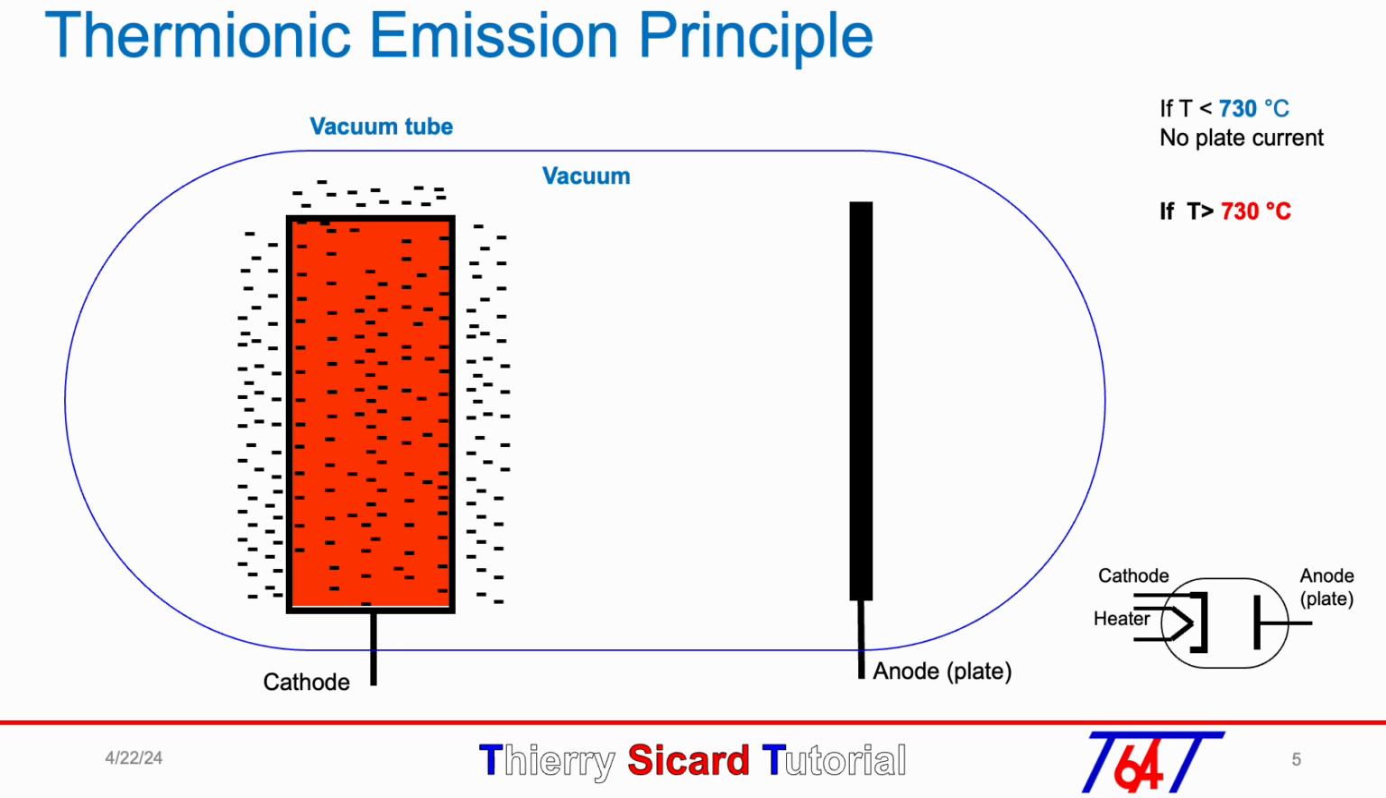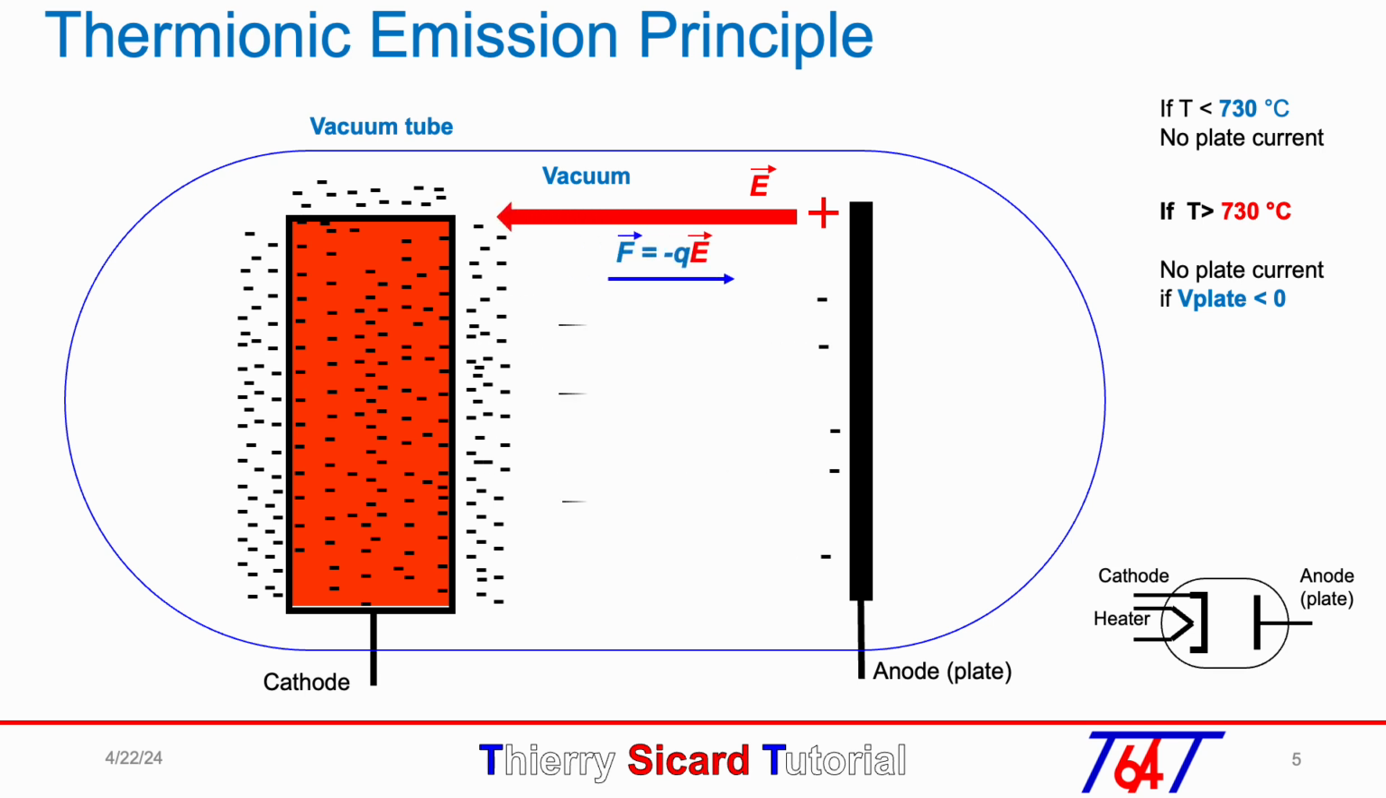Now, if the plate is negatively biased compared to the cathode, the electrons will be pushed back to the cathode. But if the plate is biased positively compared to the cathode, the electrons in the vacuum will be subjected to the force F equals minus QE, so the electrons will move in the plate direction. So current in the diode is only possible when the plate is positive, and current is blocked when the plate is negative. The one-way current direction is just due to the dissymmetry between the temperatures of both electrodes.